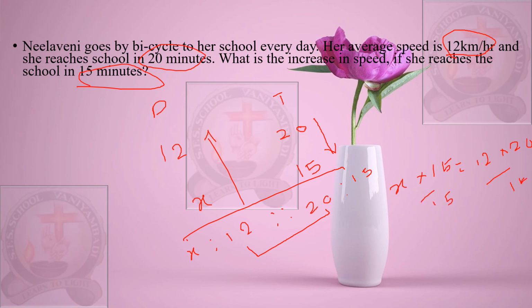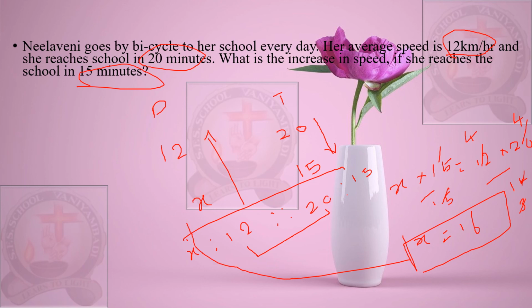By cancelling 15 on the left hand side I will get x. 3 5s are 15 and 4 5s are 20. Now 1 3 is 3, 4 3s are 12. Now 4 4s are 16. So the x value is 16. So she must travel at 16 kilometers per hour to reach in 15 minutes.